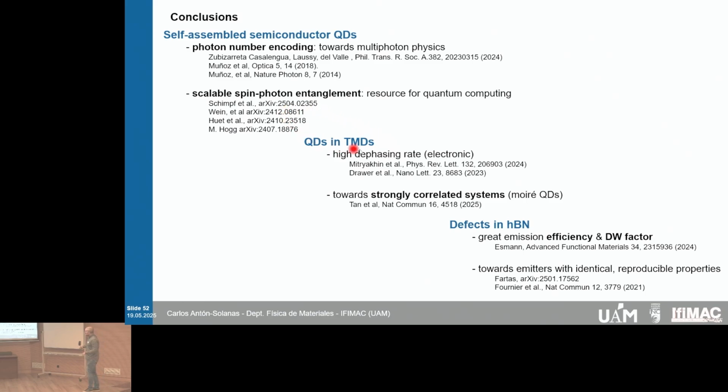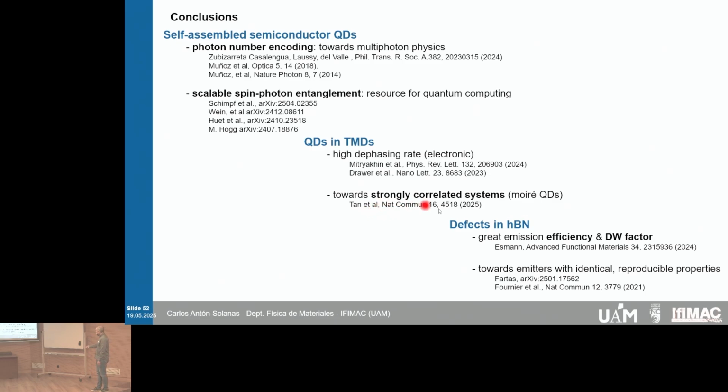For quantum dots in TMDs, the main challenge at the moment is the high dephasing rate, probably due especially to electron noise. And another direction I'm interested in at the moment is strongly correlated systems of Moiré quantum dots. There is a PhD student who just started in our group, and he's going to be studying this type of physics in heterobilayers of WSe2 and MoSe2 in collaboration with the group of Mauro Brotons-Gisbert and Brian Gerardot, and hopefully in the future with the group here at 2D Foundry.